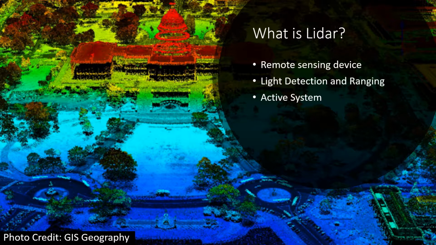Lidar is an active system, which means that it sends something out, in this case photons from the laser, in order to collect information, like distance to the object. This allows us to create a 3D point cloud of distances from the scanner to create a point cloud of an object.